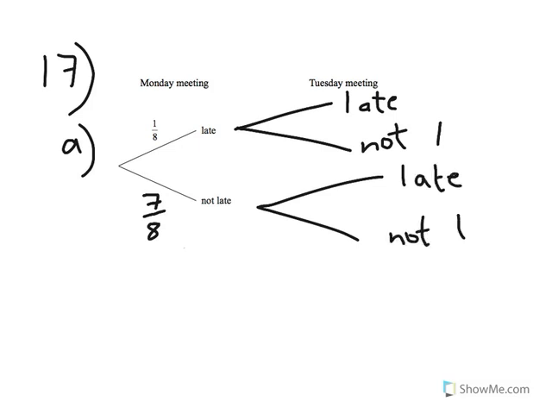And again, you label the respective probabilities. So it's 1 over 8, 7 over 8, because the probability of being late and not late won't change. So that's your completed probability tree diagram.